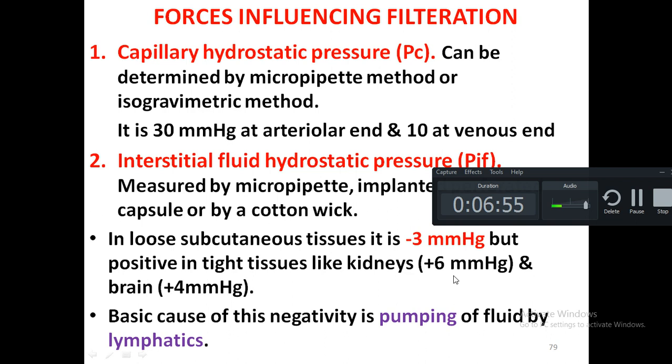So in the loose areolar tissue it is in the negative direction, and in the encapsulated organs it is always a positive pressure. Now, the negativity of pressure in the interstitial space is because of the active pumping of the fluid, the lymphatic fluid, by the lymphatic system. We are going to study it in our next lecture. So this negativity of pressure in the interstitial space is caused by the active pumping of fluid by the lymphatic system.